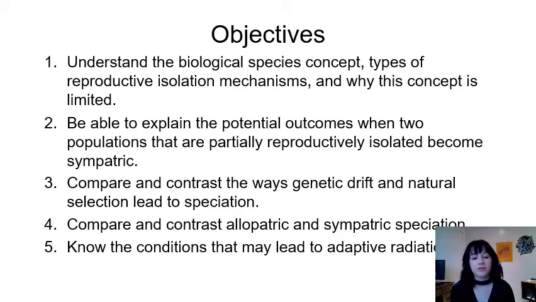Next, you should be able to explain the potential outcomes when 2 species that are partially reproductively isolated become sympatric. We've talked about that word sympatric before. Third, you should be able to compare and contrast the ways genetic drift and natural selection lead to speciation. Fourth, you should be able to compare allopatric and sympatric speciation. And fifth, understand the conditions that can lead to adaptive radiation.